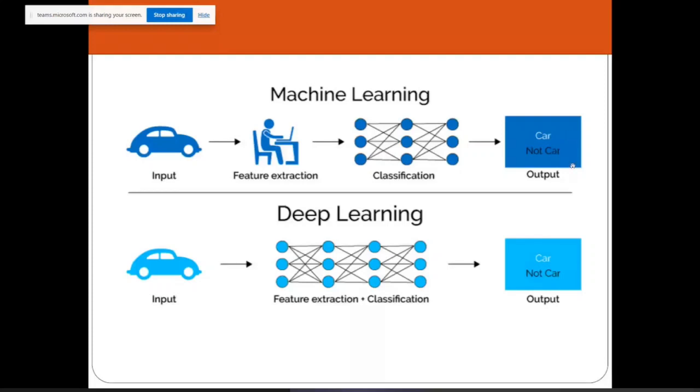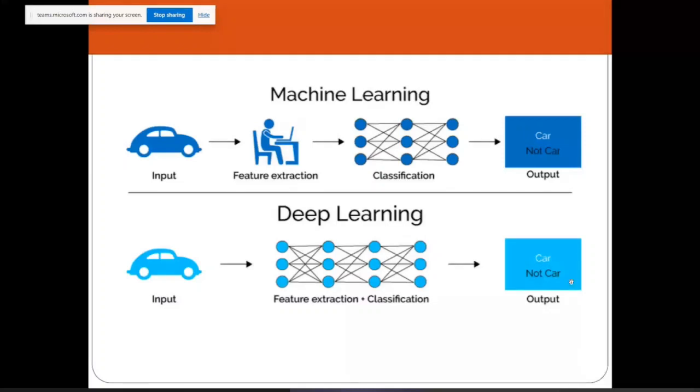But in deep learning, feature extraction and classification are merged. And again, there is no explicit feature extraction that we need to do. There is no need to extract the features. Deep learning automatically extracts the features and builds the model.